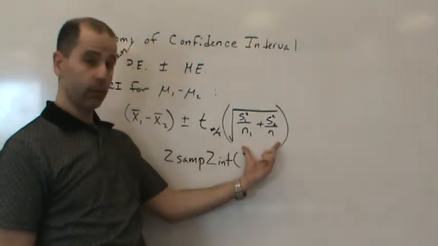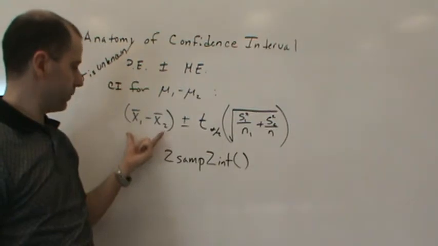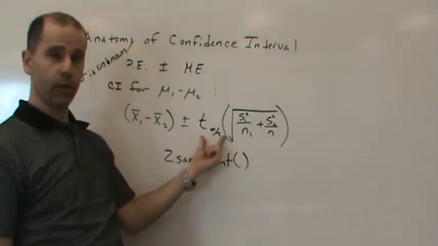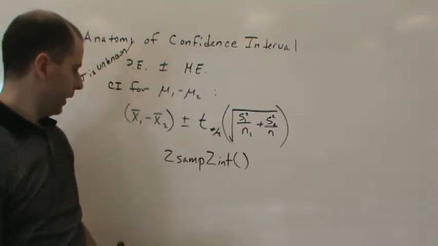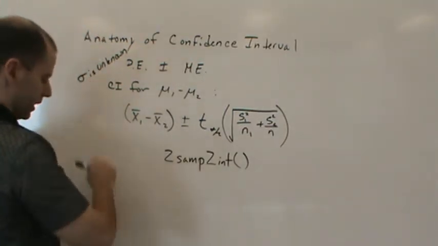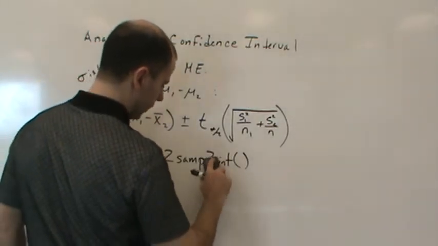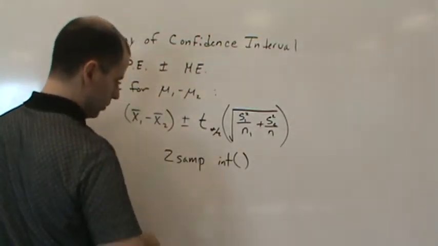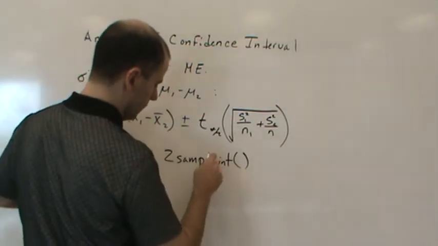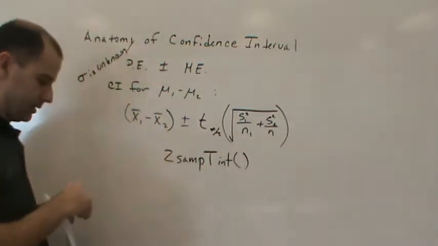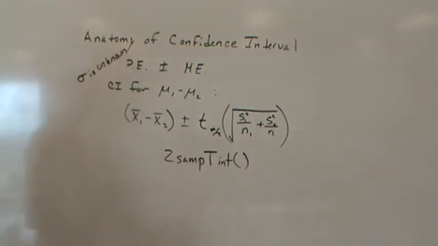Here's the standard error, here's the point estimate, and here's your critical value, okay? So again, now if we don't know sigma, then instead of using the 2 samp z int, we're going to use 2 sample t int. And that's it.